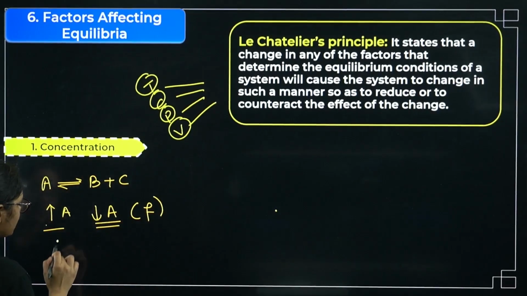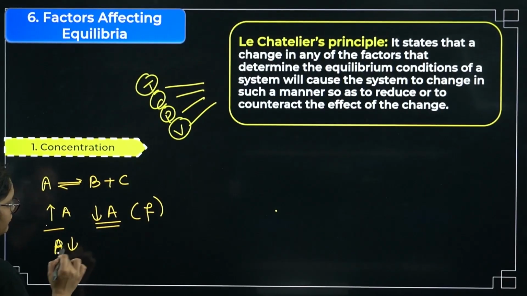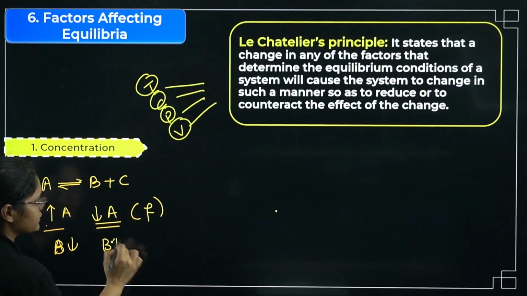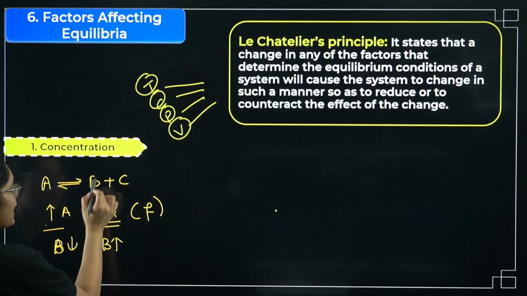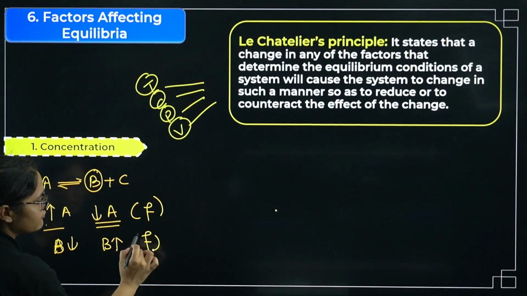Now let me take the concentration of B is decreased, you are removing the B. What will the reaction try to do? Reaction will try to increase the concentration of B, and to increase the concentration of B, more B should be formed, and that is why it will be in forward direction.